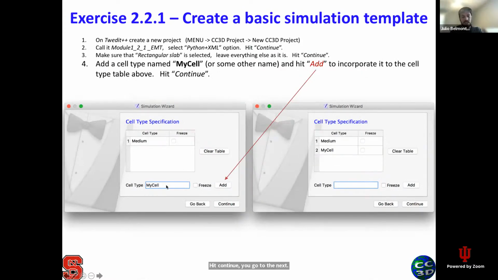So, okay, let's add a cell type. Again, you have to give a name. In this case, I just gave the name my cell. Okay, it can be whatever you want. It can be your name. It can be Bob. It can be Maria. So here, if you want to do it together with me, let's just call the type my cell. Remember, you have to type the name here and hit the add button, and the cell has to appear here. Only when it appears here is it actually going to go to your simulation. Okay, so right here, my cell, add, make sure it's there. If it's there, okay, hit continue.